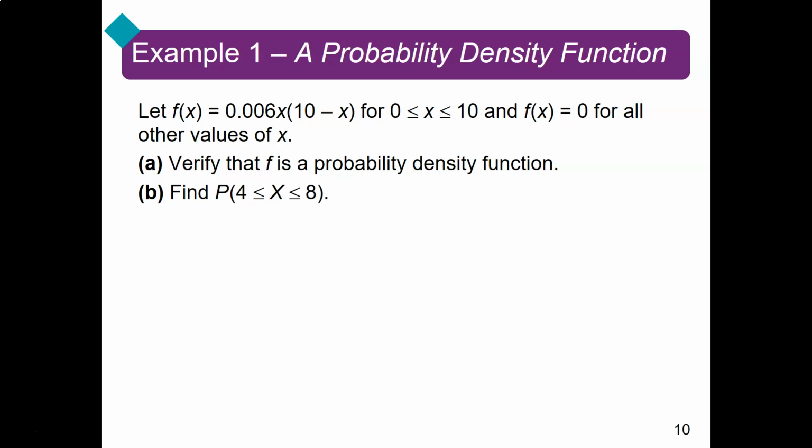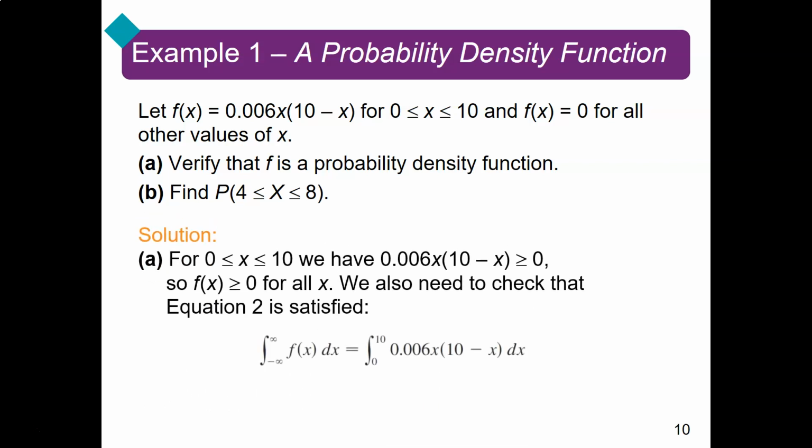And then part B is asking you to find a specific probability. So the probability that your continuous random variable is between 4 and 8. So in that case, you're going to perform the same integral, but you're just going to integrate from 4 to 8 rather than from 0 to 10. So let's look at A.